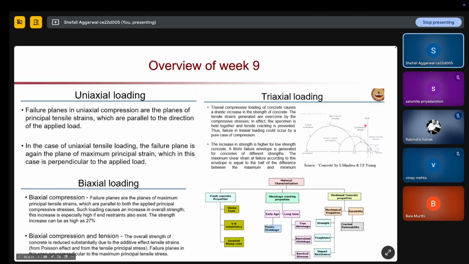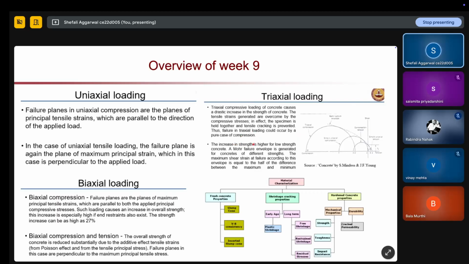So last is triaxial loading. In triaxial compressive loading, it drastically increases the strength of concrete. Same concept: if you are compressing from all directions, you are actually reducing the pores or voids in the concrete system, so it will increase the strength of the concrete in the longer term. The tensile strains generated are overcome by the compressive stresses. In effect, the specimen is held together and tensile cracking is prevented. Thus, the failure in triaxial loading could occur by pure compression.